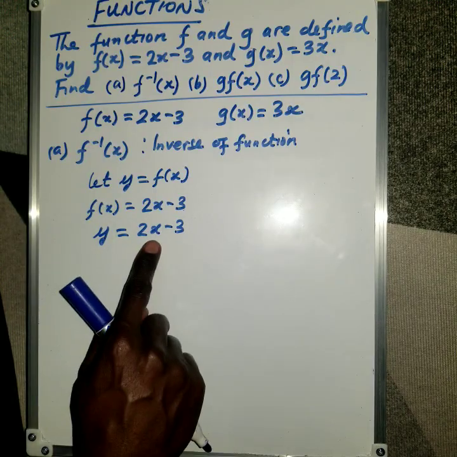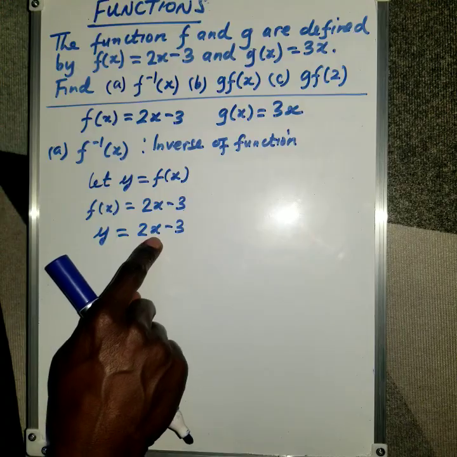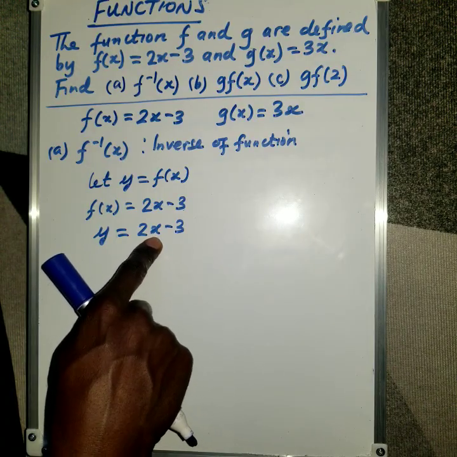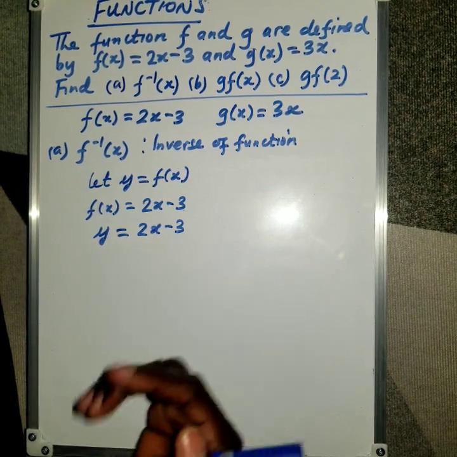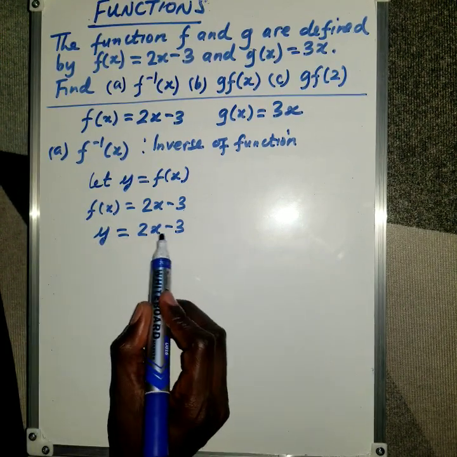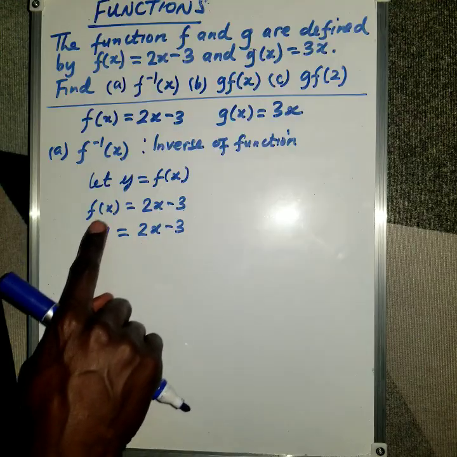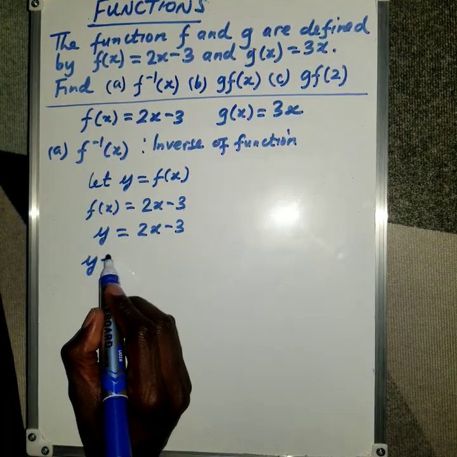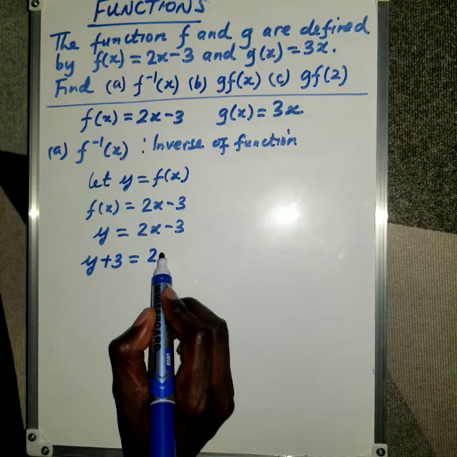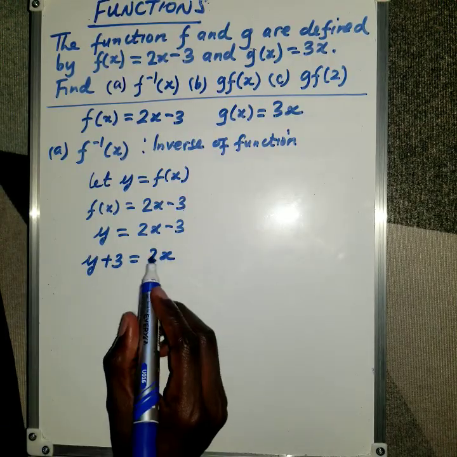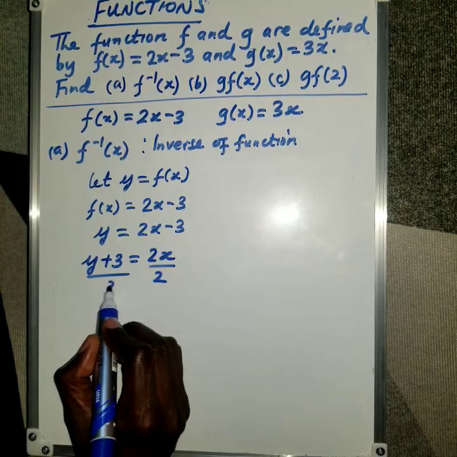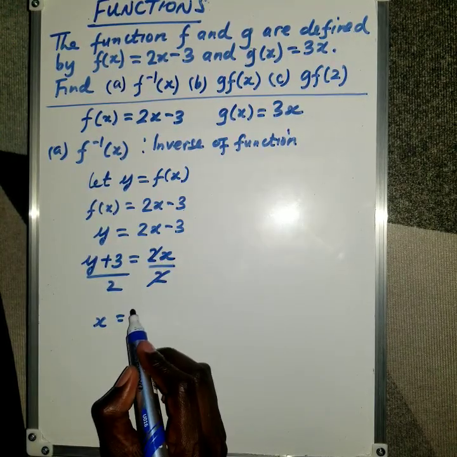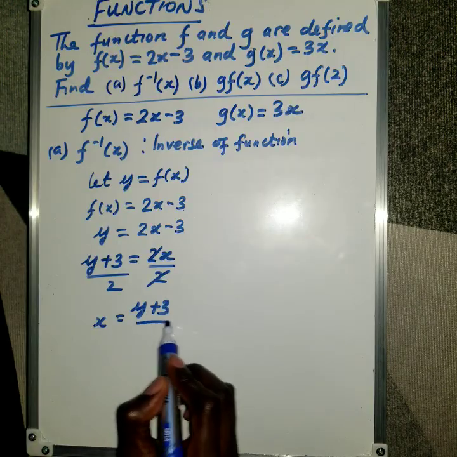Now the idea is that we want to make x the subject of the formula. Once we make x the subject of the formula, it simply means that we have found the inverse. Alright, so what I can do is that this 3 can cross the equal sign, and the additive inverse is going to become a positive 3, which is equal to 2x. Then to find x, I'll simply divide: what I do this side, I'll do the other side. Therefore, x is equal to y plus 3 over 2.